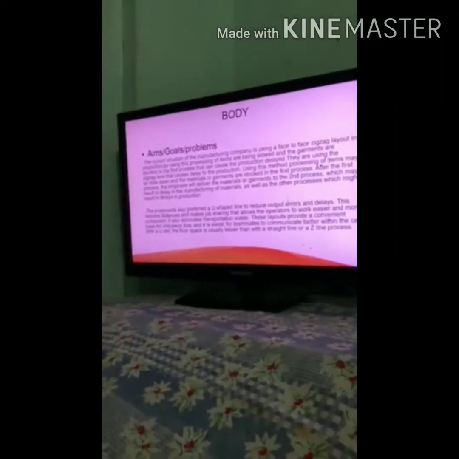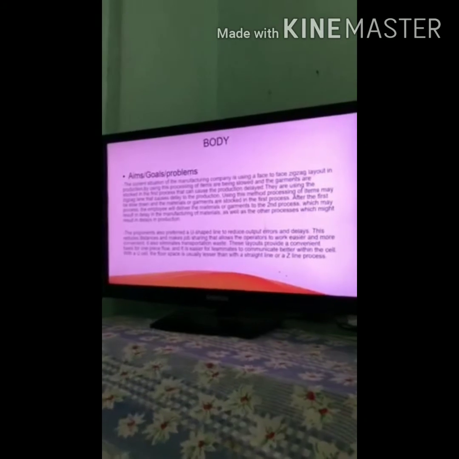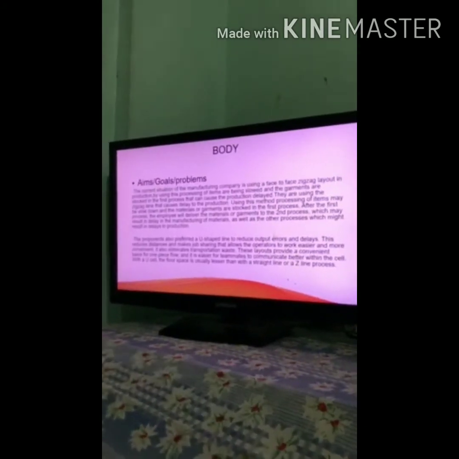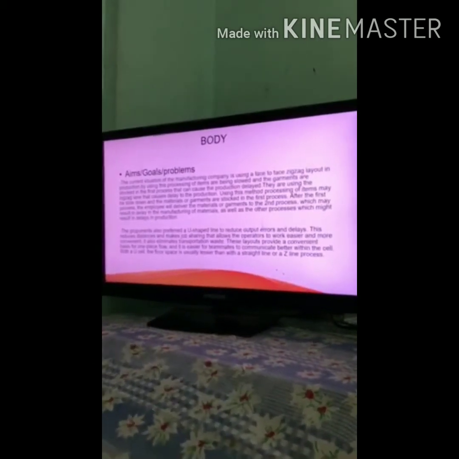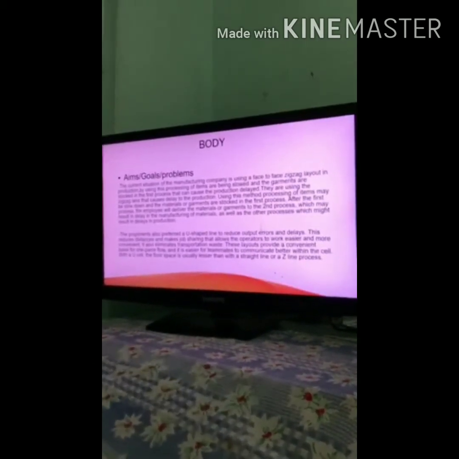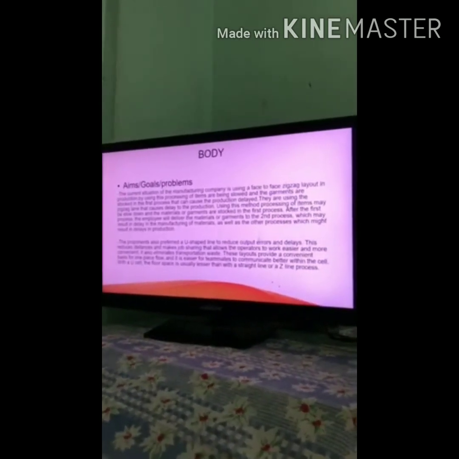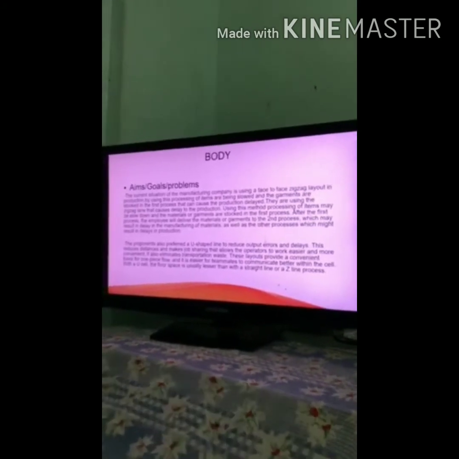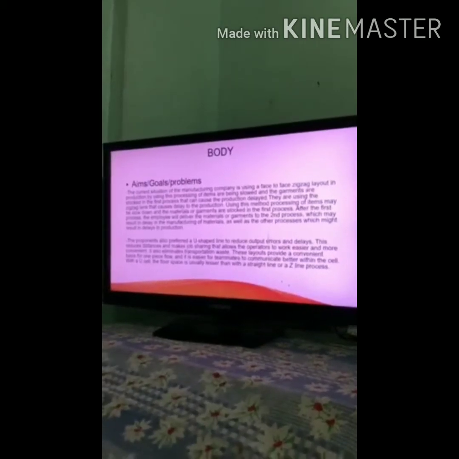So, the body: aims, goals, and problems. The current situation of the manufacturing company is that it uses a face-to-face zigzag layout in production. By using this, processing of items is slowed and garments get stuck in the first process, which can cause production delays. This is how the zigzag line causes delays to production.